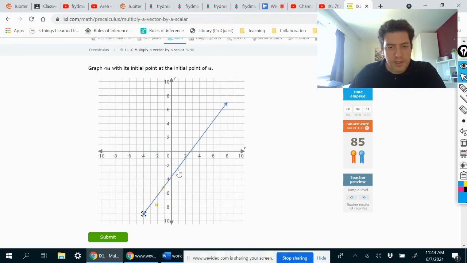Okay, so this vector is 4 times longer than this vector. It's moving in the same direction. And IXL specified that they want the initial point of the vector that we draw to be the same as the initial point of the original vector. So you can see that we did start them in the same place here.